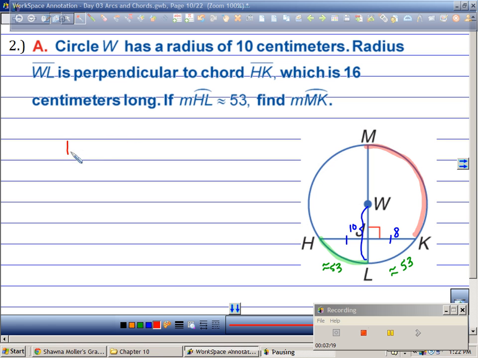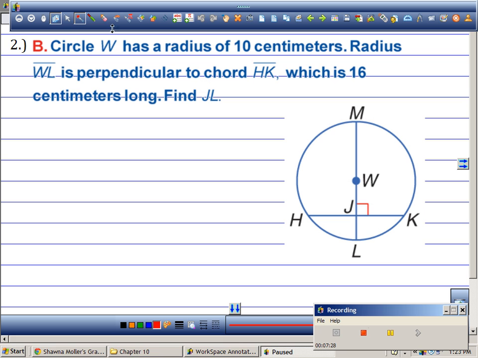Easier. 180 minus 53. And this is about 53, so it would be about 127. This is about 127.